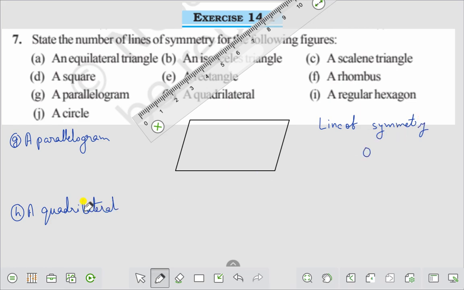Now quadrilateral. Here you have to remember that quadrilateral means having 4 sides. That depends on the shape. So you see that it may be a square, it may be a rectangle, it may be a rhombus, it may be a parallelogram.